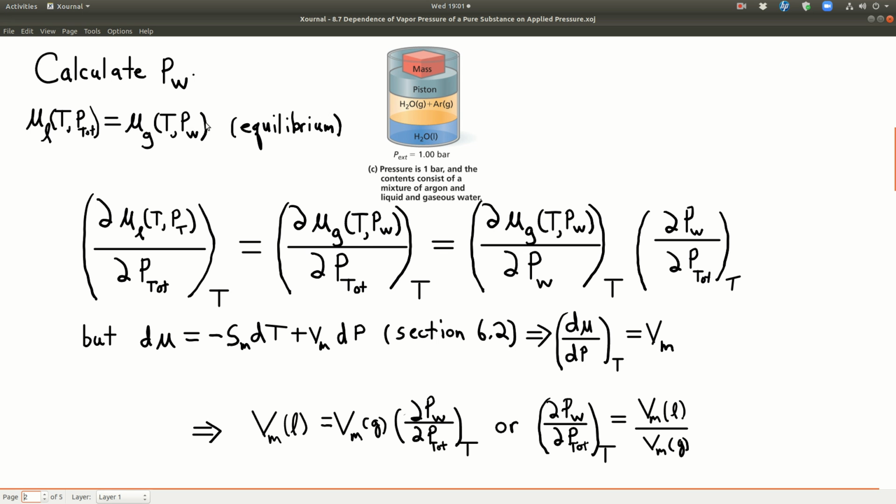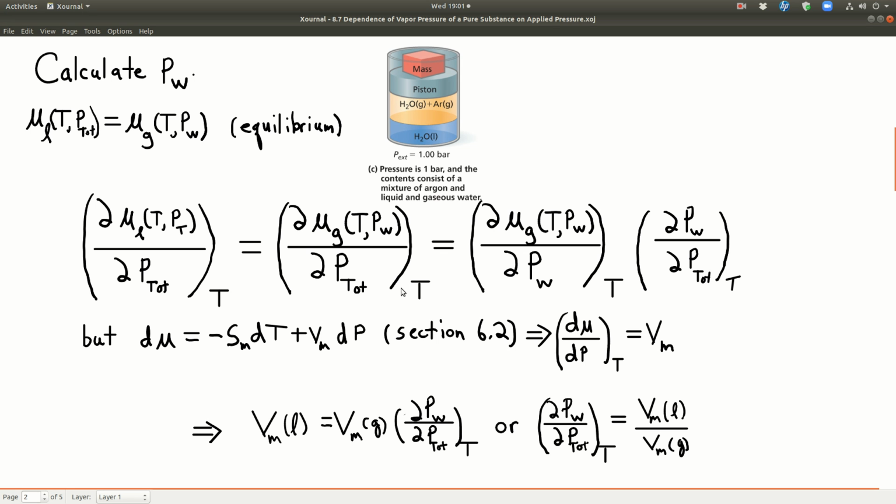We're going to start out with the equilibrium condition, and that is that the chemical potential of the liquid must be equal to the chemical potential of the gas. And we're going to differentiate this with respect to the total pressure above the liquid. So how the chemical potential changes as we change the total pressure up here. So the partial of the chemical potential of the liquid with respect to the total pressure, keeping the temperature constant, is equal to the partial derivative of the chemical potential of the gas with respect to the total pressure at constant temperature.